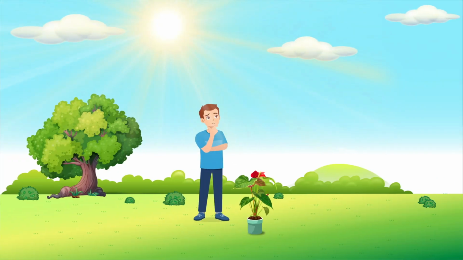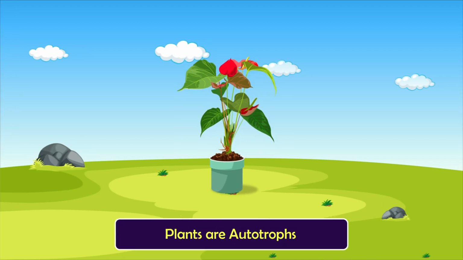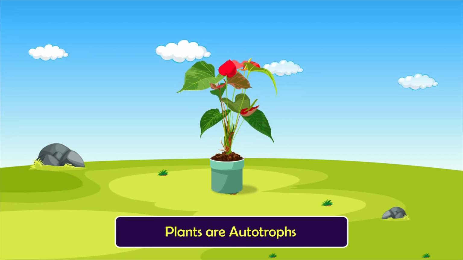Then, what about plants? How do we know that they are alive? Plants are green, and we know that they prepare food and grow over time. So, we can understand that they are alive.